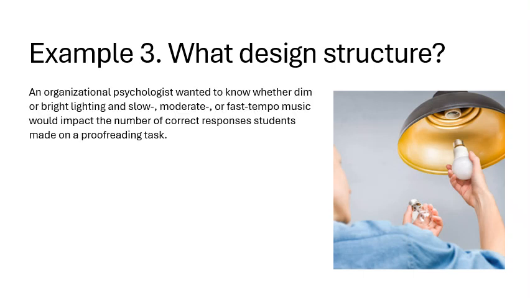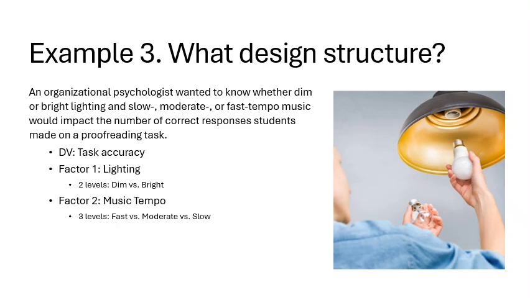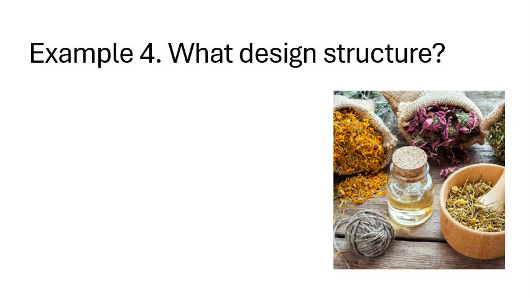Example 3. An organizational psychologist wanted to know whether dim or bright lighting and slow, moderate, or fast tempo music would impact the number of correct responses students made on a proofreading task. So our dependent variable is task accuracy. Factor 1 is lighting with 2 levels, dim versus bright. Factor 2 is music tempo with 3 levels, fast versus moderate versus slow.